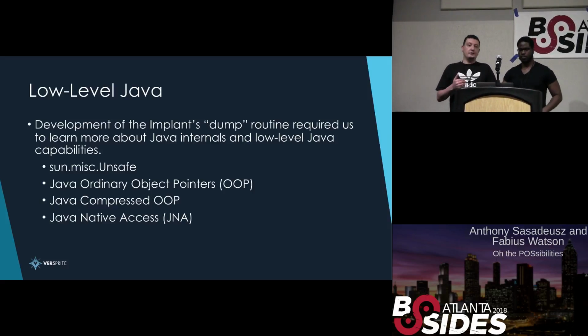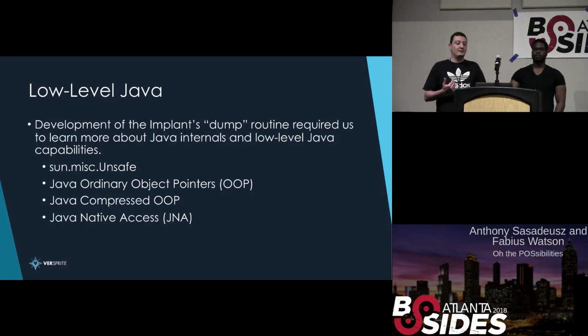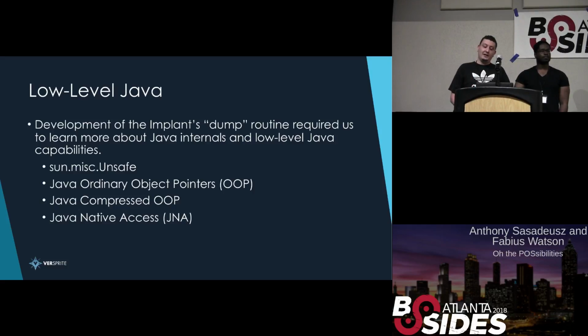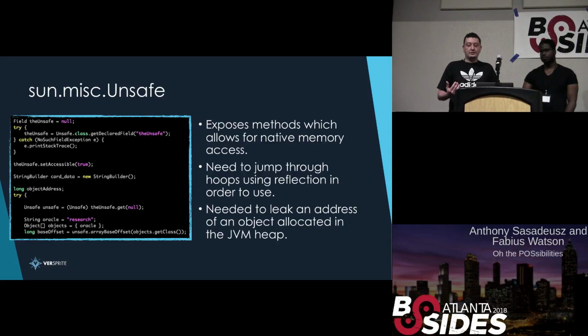In order to do everything we wanted to accomplish, we had to learn a lot about low-level Java. In particular, we had to learn how to use the Unsafe class in order to leak an address on a JVM heap. We also had to learn how Java represents pointers using ordinary object pointers, or compressed OOPs. And we also had to learn how to use Java Native Access to leverage some C for our RAM scraping code. So first off, we wanted to leak an address on the JVM heap.